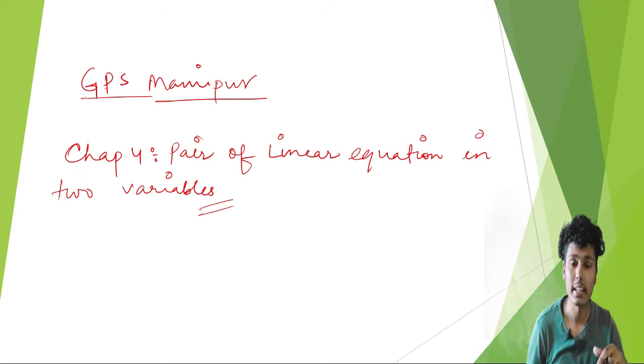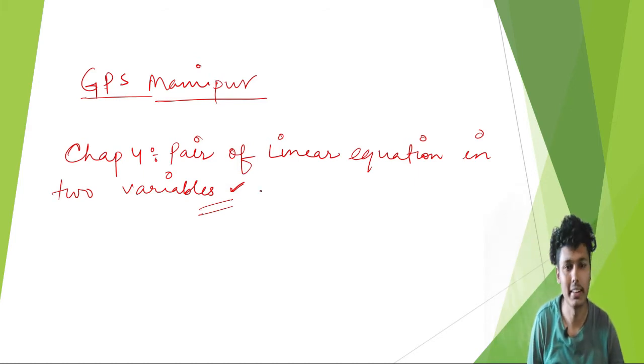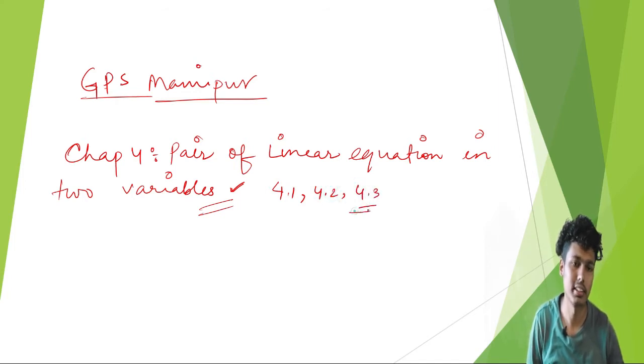So let us see the question. How many exercises are there? Then let us understand briefly, thoroughly. There are 3 exercises: 4.1, 4.2, and 4.3. I'll just give you this as an introduction. There are 3 exercises from which questions are asked in a board exam.